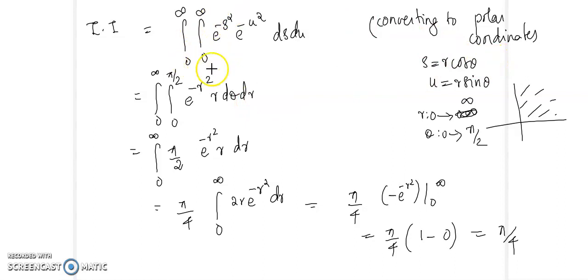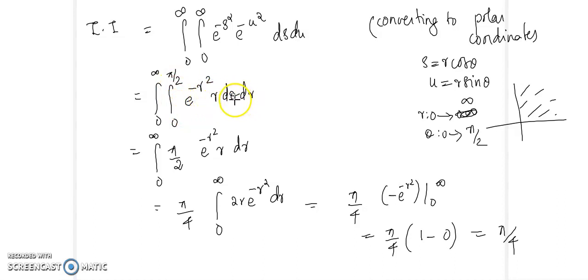Now in our region of integration, s and u both vary from 0 to infinity. That means it's the portion of the first quadrant. Okay. When we convert the first quadrant into polar form, the radius will vary from 0 to infinity and the angle theta is from 0 to pi by 2. So therefore the integral will be integral 0 to infinity, then 0 to pi by 2 e raised to minus r square r d theta dr.